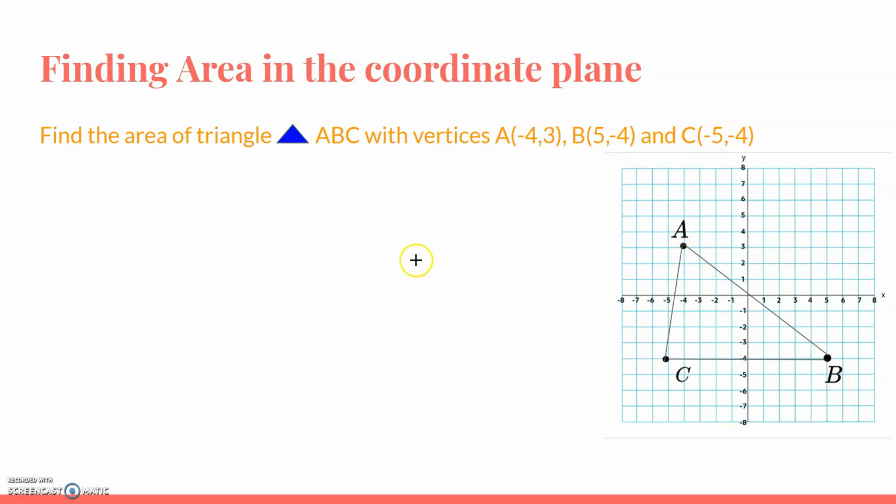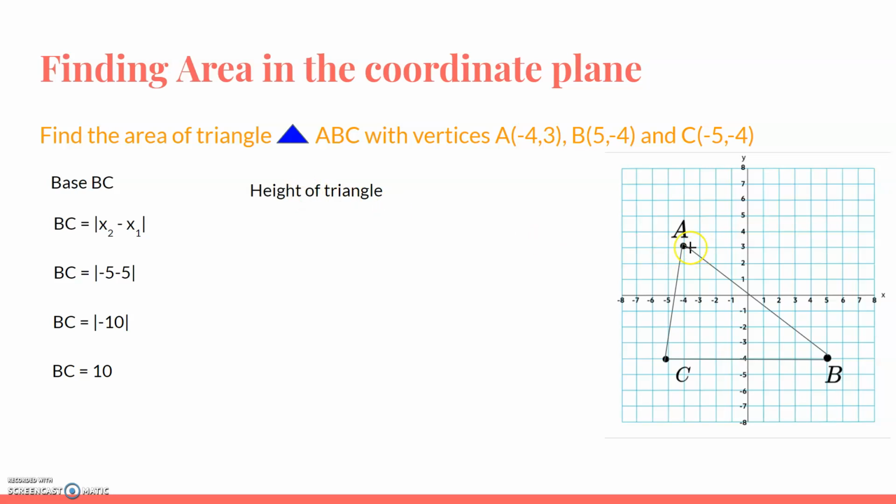So first, to find the area, we need to find the length of the base. The base is BC. Since this is a completely horizontal line segment, we can use BC is equal to the absolute value of x2 minus x1. So for BC, x2 is negative 5 and x1 is 5. It's going to be negative 5 minus 5, which gives us the absolute value of negative 10. So the final value is BC is equal to 10.